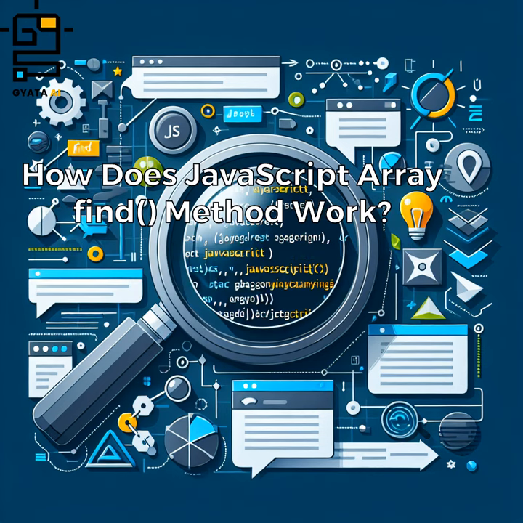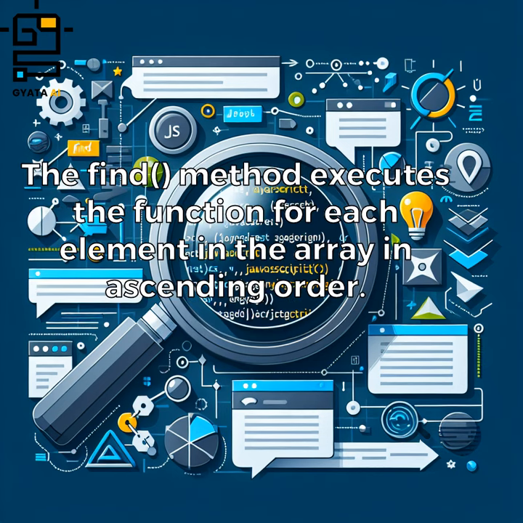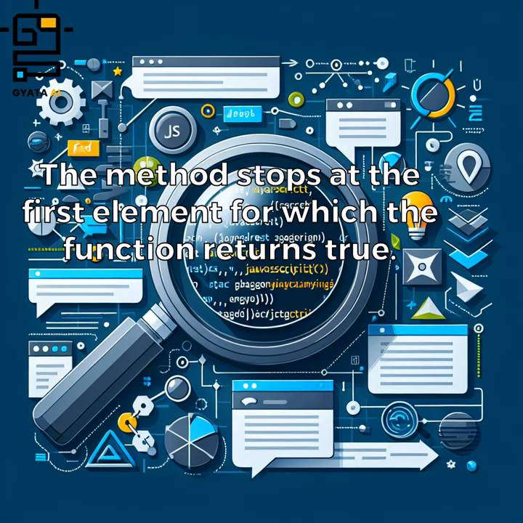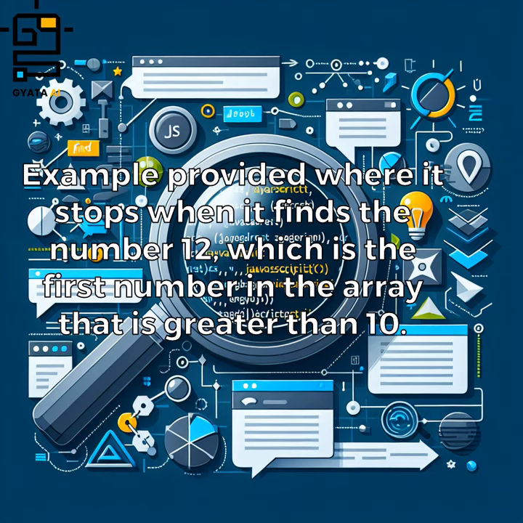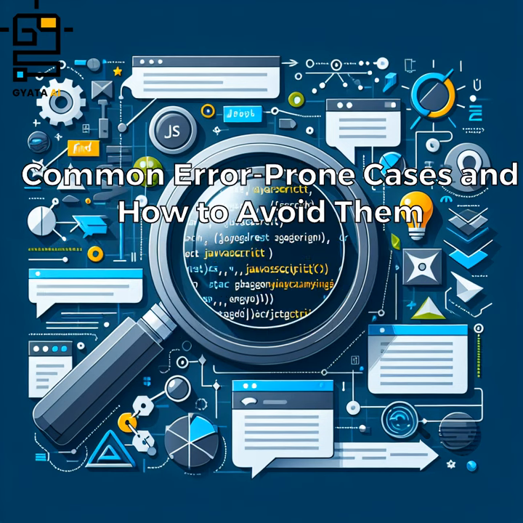How does JavaScript Array Find method work? The find method executes the function for each element in the array in ascending order. The method stops at the first element for which the function returns true. Example provided where it stops when it finds the number 12, which is the first number in the array that is greater than 10.